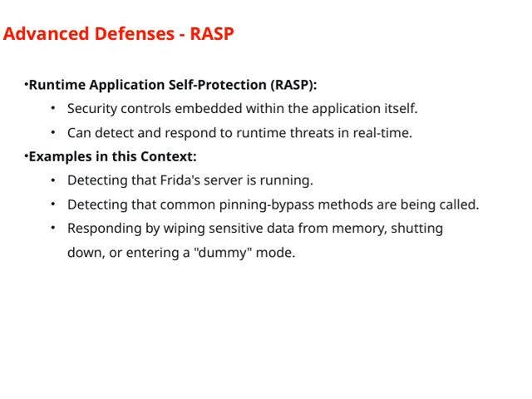For example, RASP can detect if tools like Frida's server are running on the device, which are often used for reverse engineering or tampering. It can also identify if common pinning bypass techniques are being employed to defeat SSL/TLS protections. When such threats are detected, RASP can respond immediately by wiping sensitive data from memory, shutting down the application, or even entering a dummy mode to confuse attackers.